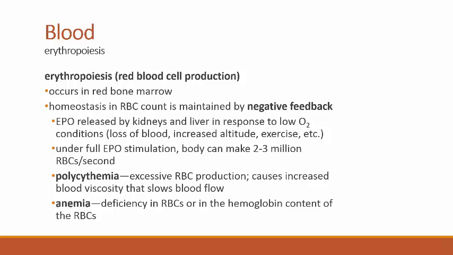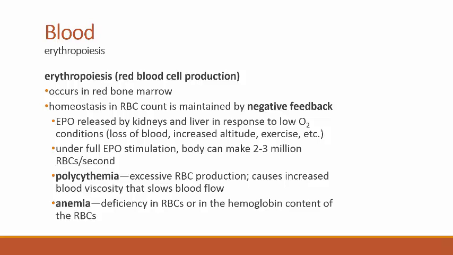So under full stimulation by erythropoietin, so if you're getting your maximal EPO stimulation, then the body can make anywhere between 2 and 3 million red blood cells every second. That's just an astounding number to me. I cannot even picture how much that is.